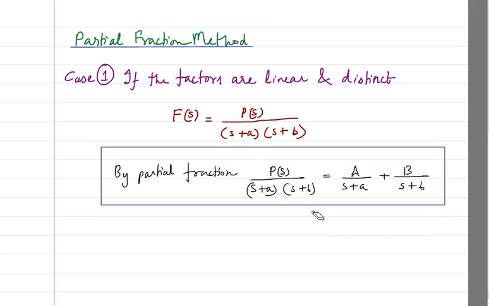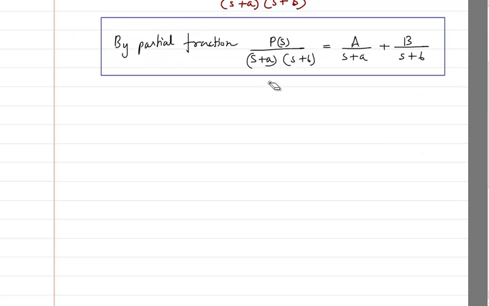Now I have not written a third factor s plus c. If there is a third factor, automatically you will have to write C divided by s plus c, but I am not writing that. So what is the technique that we use for it?